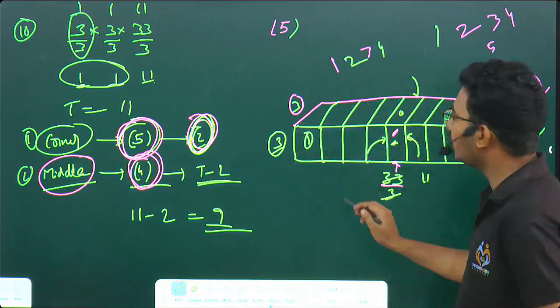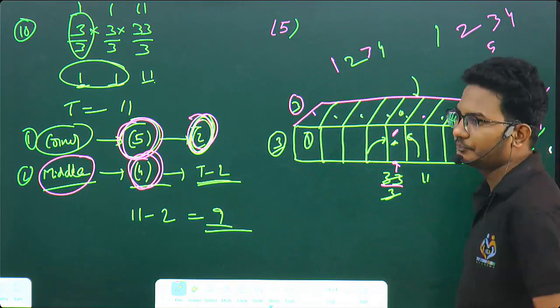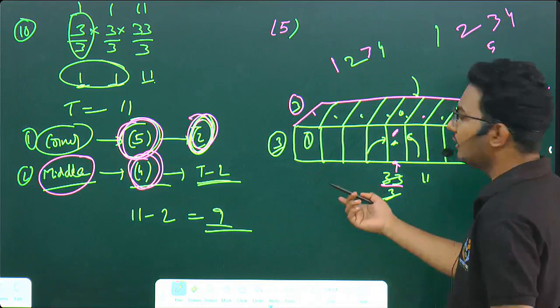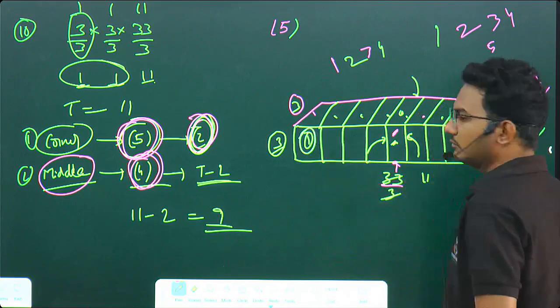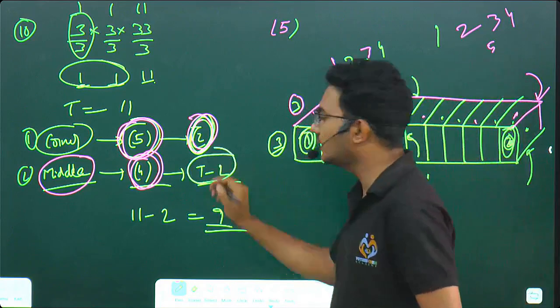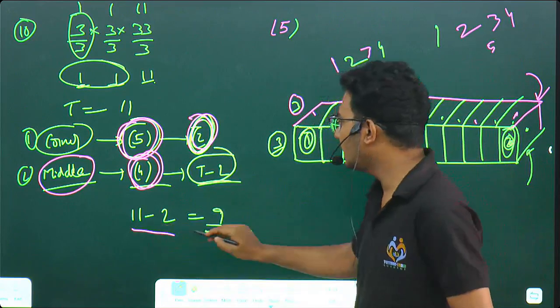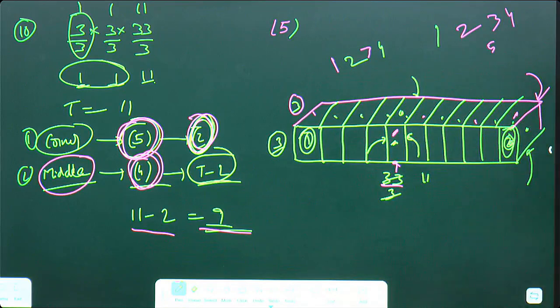See, let's say total: 1, 2, 3, 4, 5, 6, 7, 8, 9, 10, 11. Okay, so total is 11. If you want to find the middle ones, take out this one and this one, which means 11 minus 2, total minus 2. That will be the formula here. Total minus 2, 11 minus 2, and this is 9. Understood? Okay. Now for you, one more question.